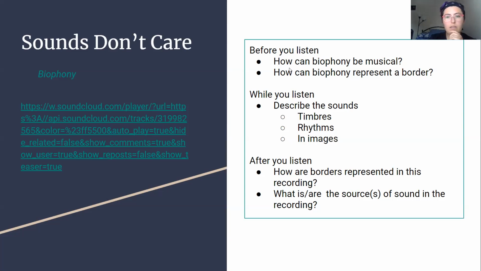And then I want you to think about, how can biophony represent a border? So do the sounds of animals change when there is a border put between them? Why do you think that is? Do you think that borders occur between animals without physical barriers? Are there mental barriers or survival-based barriers that keep animals from communicating in certain ways in certain times of the day?